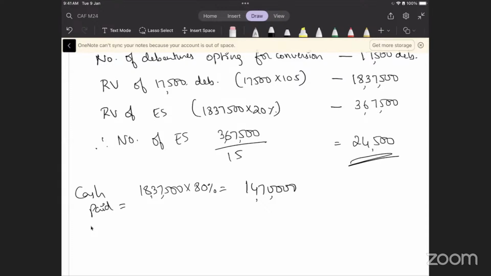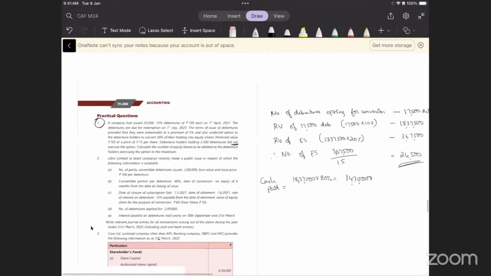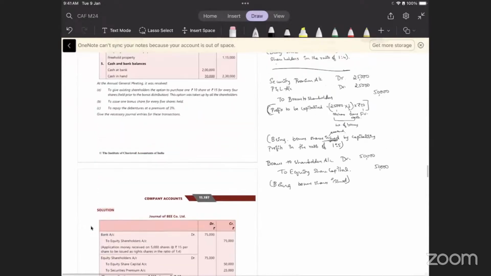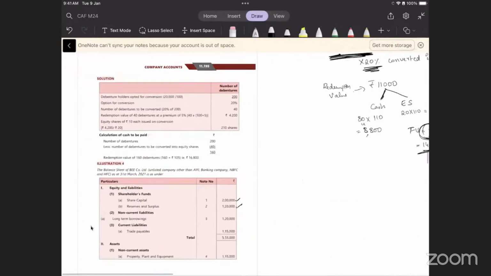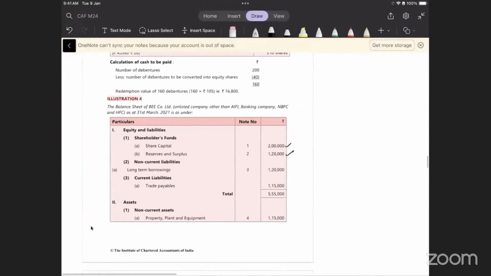Have you all understood this? Is this clear? Simple, no? If it comes to 5 marks, you should be able to quickly answer it. Practice a little bit, you'll be fine.